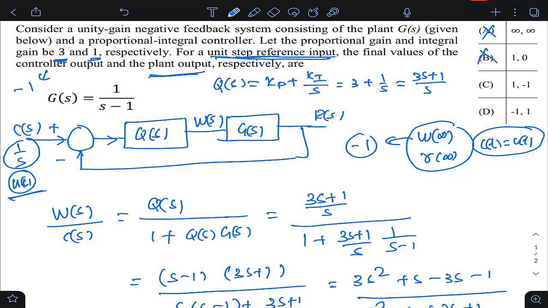So option B is also wrong. C is also wrong. D has to be the right answer, because first has to be minus 1 and then 1. So you can say option D is the correct one. But anyway, let us see how the plant output is coming as 1 as per option D.